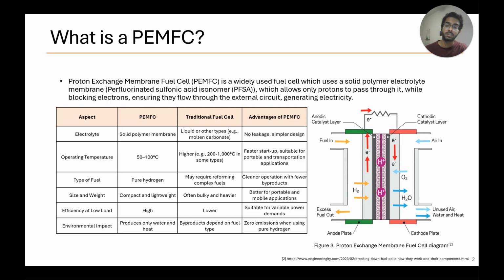The next aspect is efficiency at low load. The PEMFC has a higher efficiency, which makes it suitable for variable power demands. The next aspect is environmental impact. PEMFC only produces water and heat, as we talked about before, whereas for a traditional fuel cell, the byproducts vary upon the type of the fuel cell or the fuel.